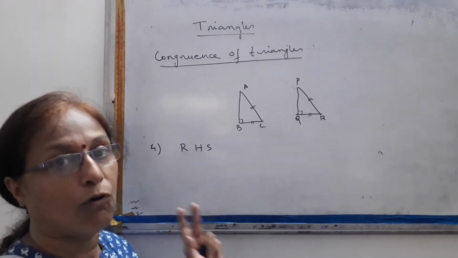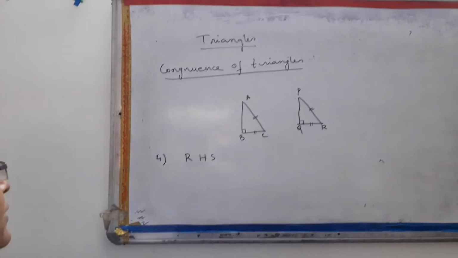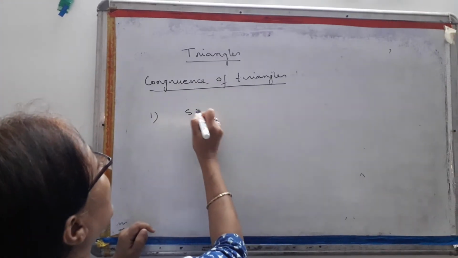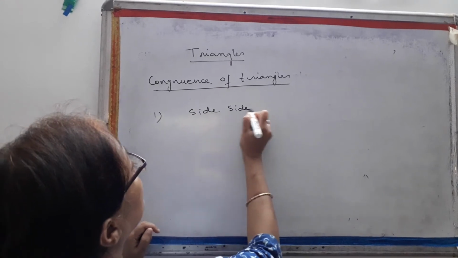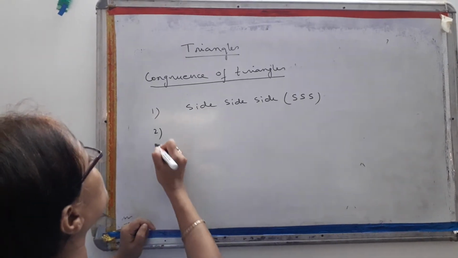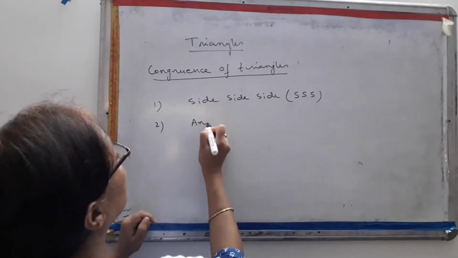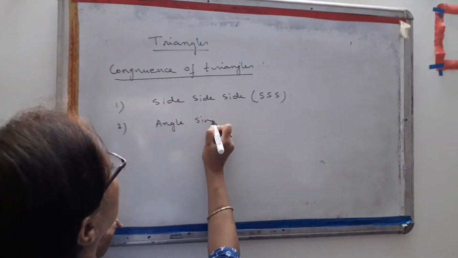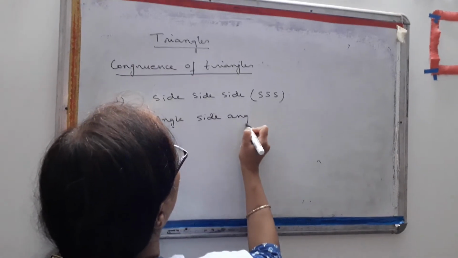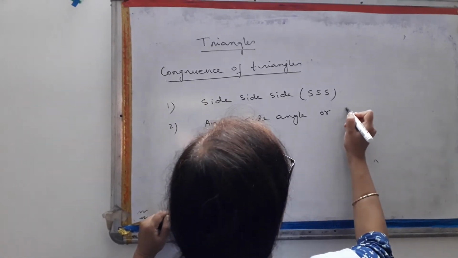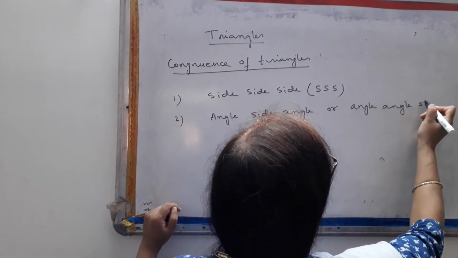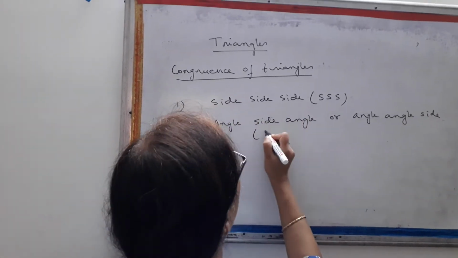So we are getting a total of 4 conditions for congruence. Again, as a whole, elaborately I am going to write. Here you see, number 1, side, side, side. In short form we write SSS. Number 2, angle, side, angle, or angle, angle, side.